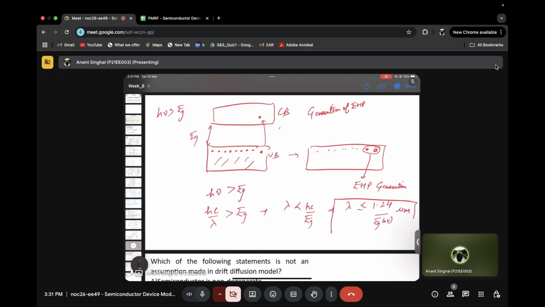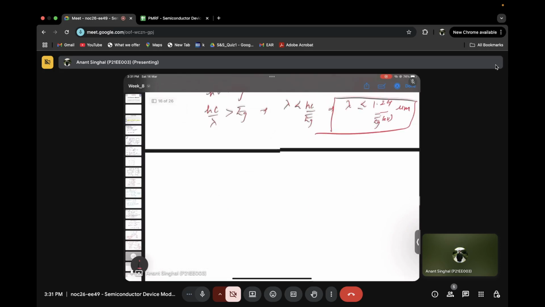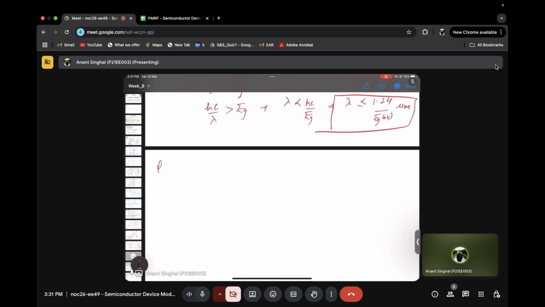So your wavelength should be less than a few micrometers to have this particular phenomenon happen. So this is what we call the photoelectric effect also. And let's do a question for that. Let's say we have a UV light which has a wavelength of 700 nanometers, and we need to find the minimum EG possible to generate EHPs.